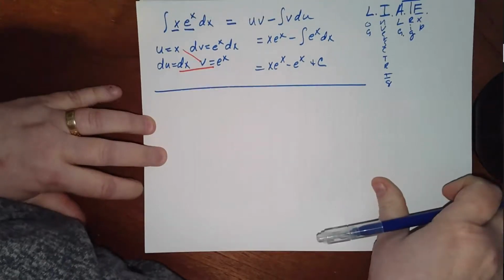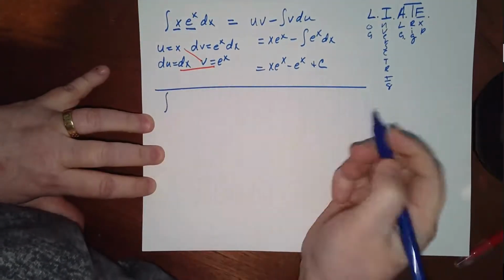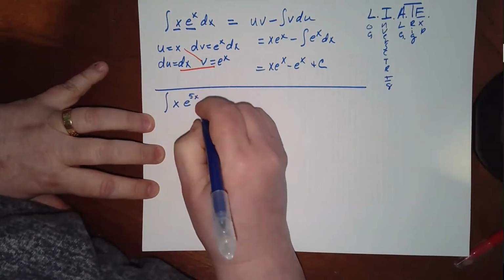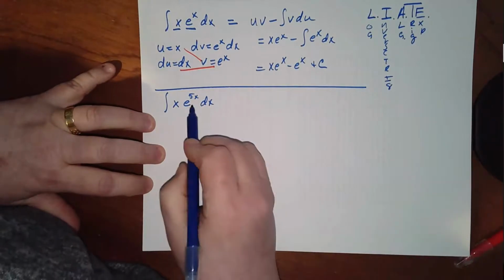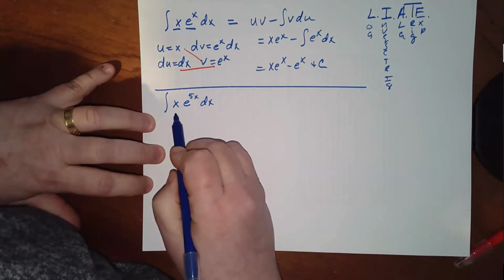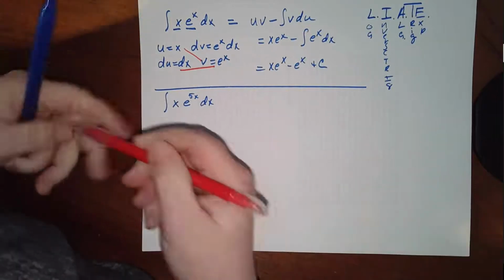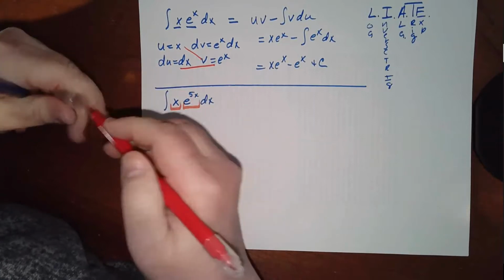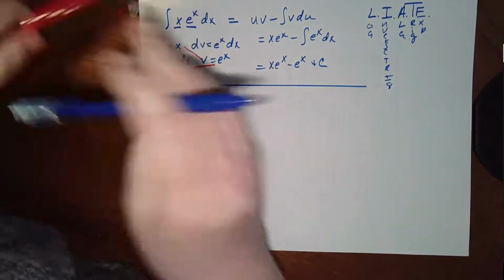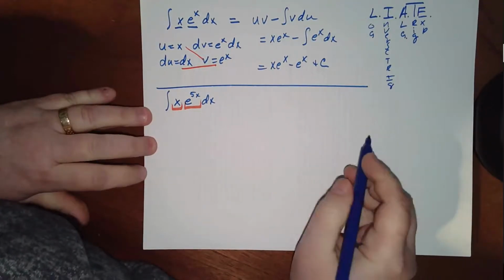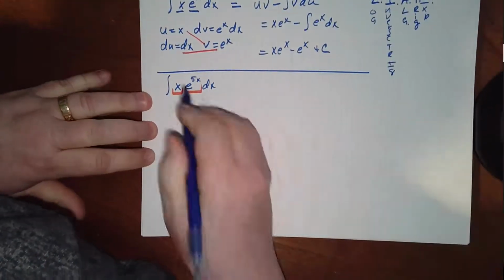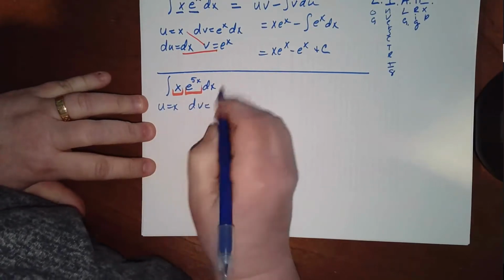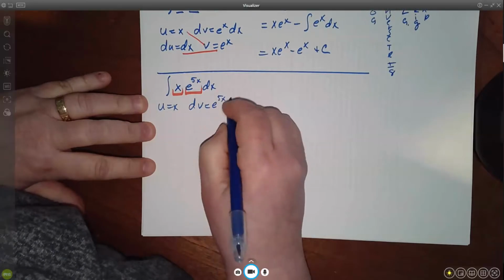Now, what if we mix some things up? What if I had the integral of x e to the 5x dx? The derivative of 5x is 5, so I'm still not doing substitution. And I have two different functions here, my x and my e to the 5x. I see a baby substitution in my future, but we'll do that when we get to it. So there's my algebraic. I'm going to let u equal x. I'm going to let dv equal e to the 5x dx.